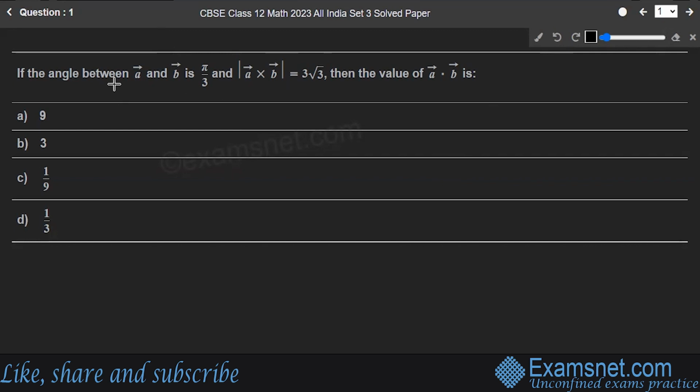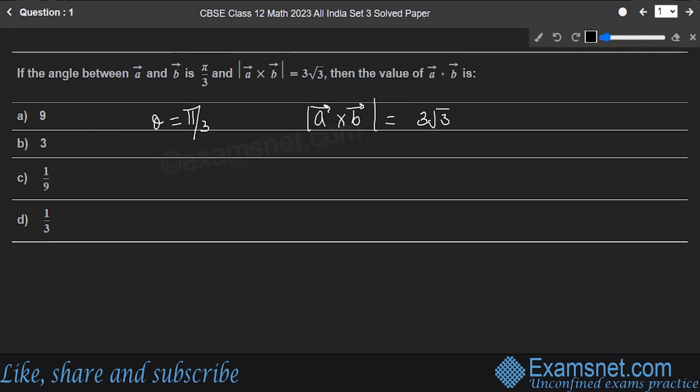We shall start with question number 1 of this paper. It says if the angle between A and B is pi by 3 and the magnitude of the cross product of both is equal to 3 root 3, then you have to find out the dot product of the two vectors. Fine. So the angle between them is given by pi by 3. So theta is given to you as pi by 3 and the cross product of the two vectors is equal to 3 root 3. Correct?